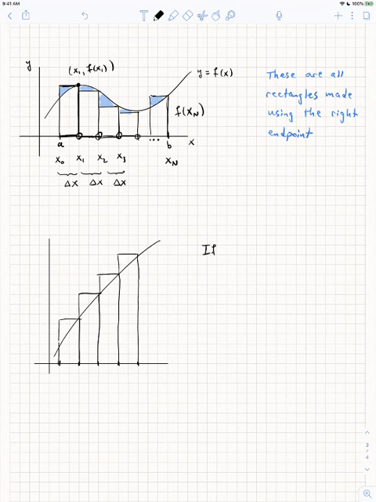So if f is increasing, like it is in this example, Rn is always too big. So it's giving you an overestimate.